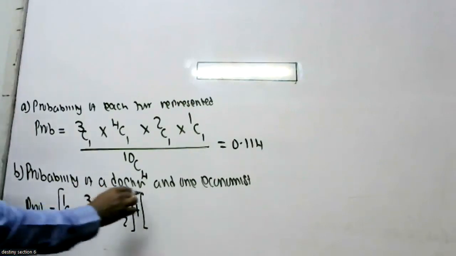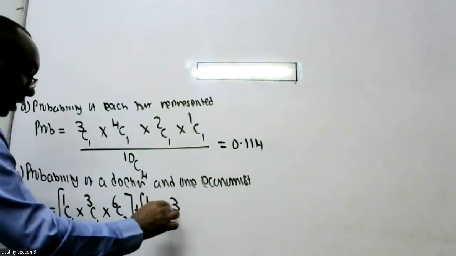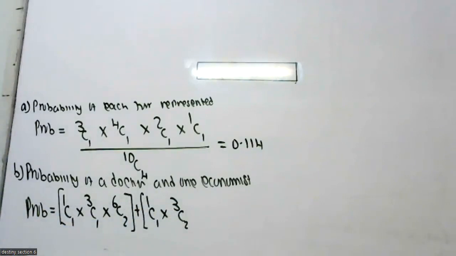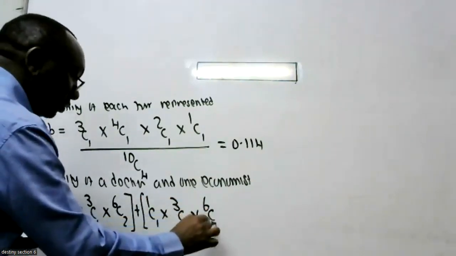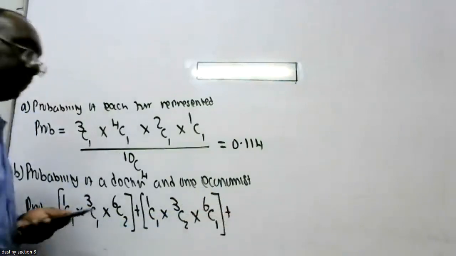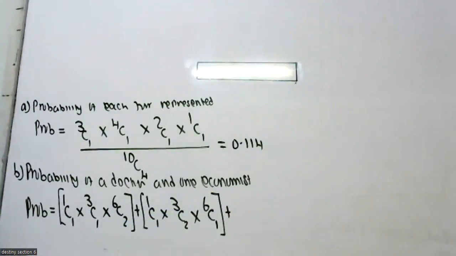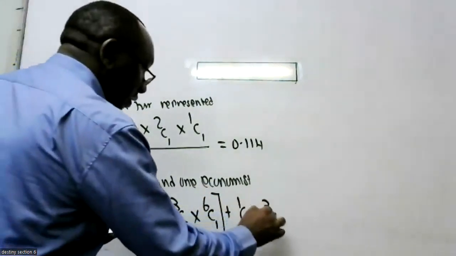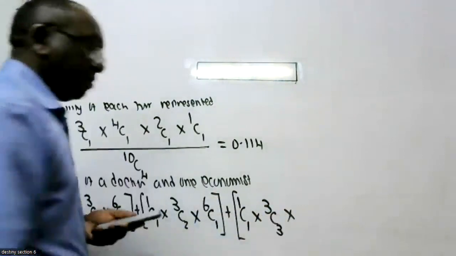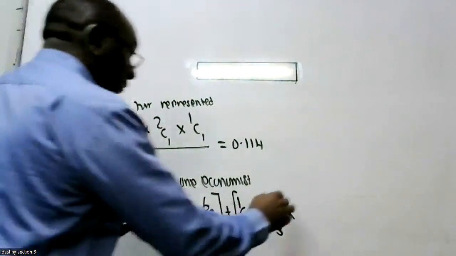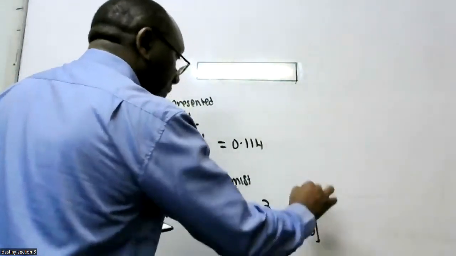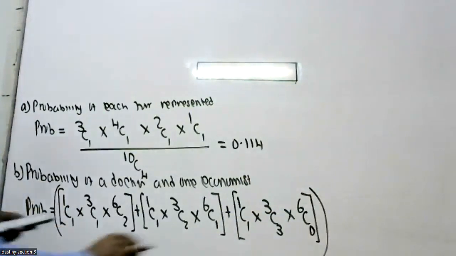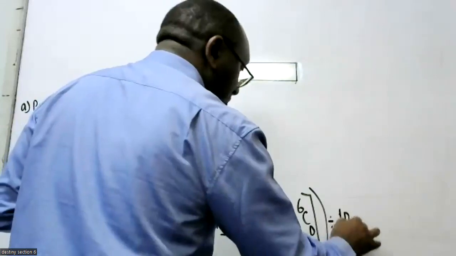Or the second one is from one doctor, you choose one. From the three economists, now you choose two. Or from the six others, you now choose one, so that the committee has four persons. Or it is possible you have your one doctor, then from the three economists, you choose three guys. Your committee has four persons, eh? And then from the six others, you choose no one. Then all these you divide by 10 choose 4.